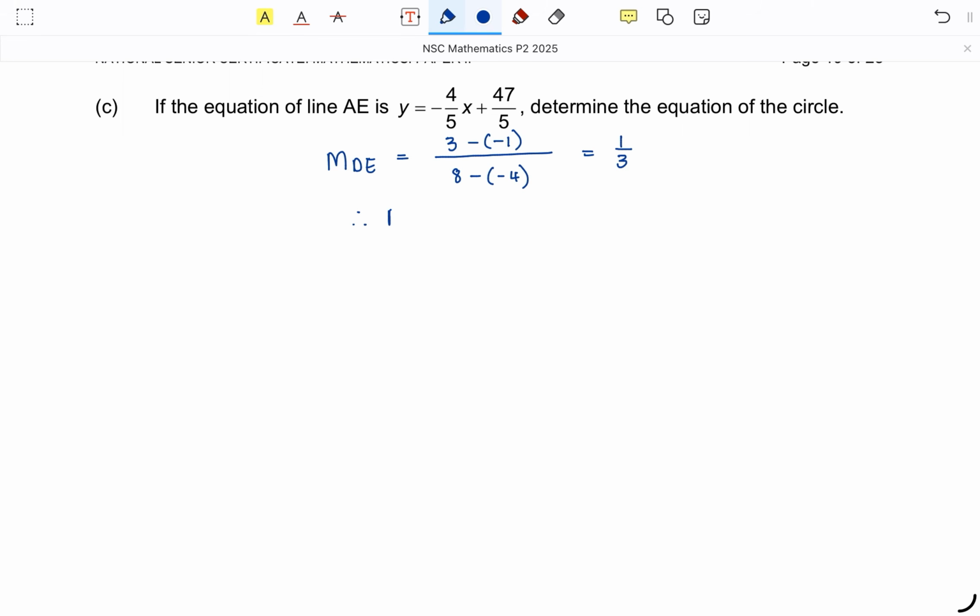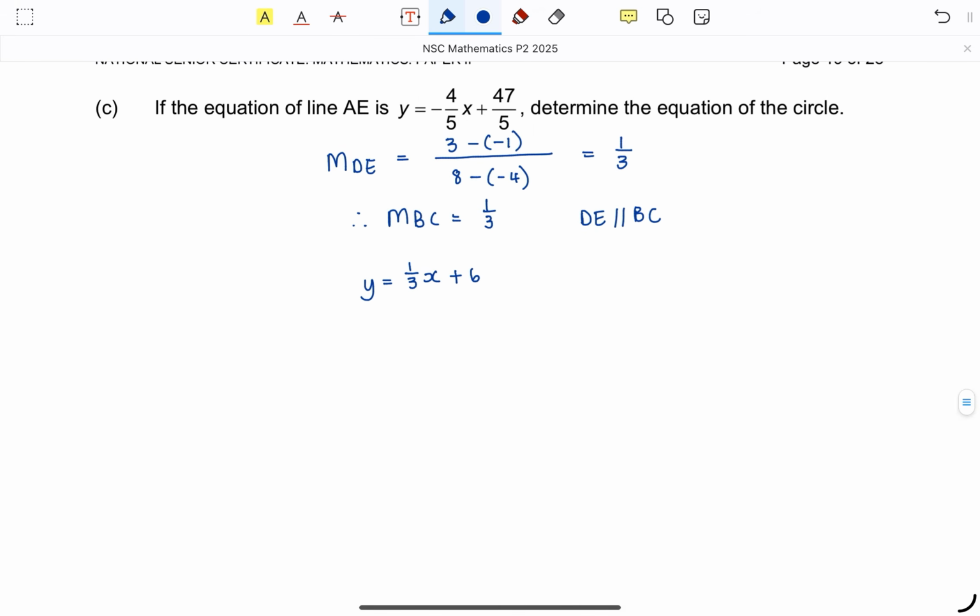And then we can say, well, therefore, the gradient of BC is also a third, because DE is parallel to BC. Remember that you need to state all of your reasons. Then I also know that the full equation for line BC is a third x plus 6. We know that 6 is the y-intercept. So now we need to equate this to line AE, which they gave us.